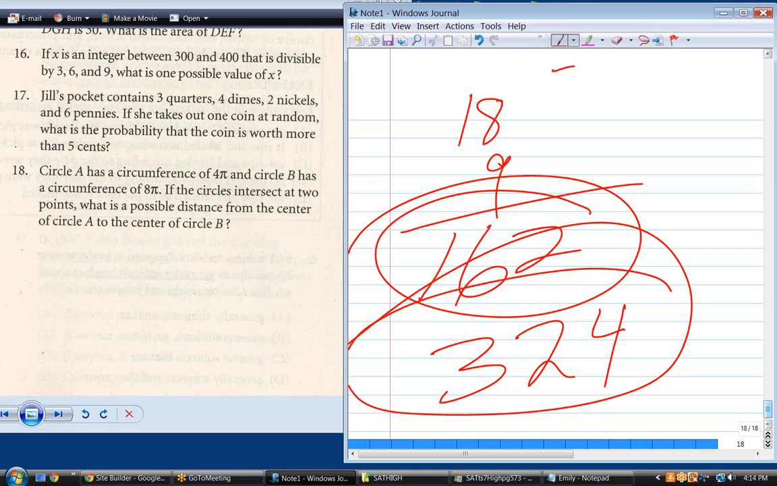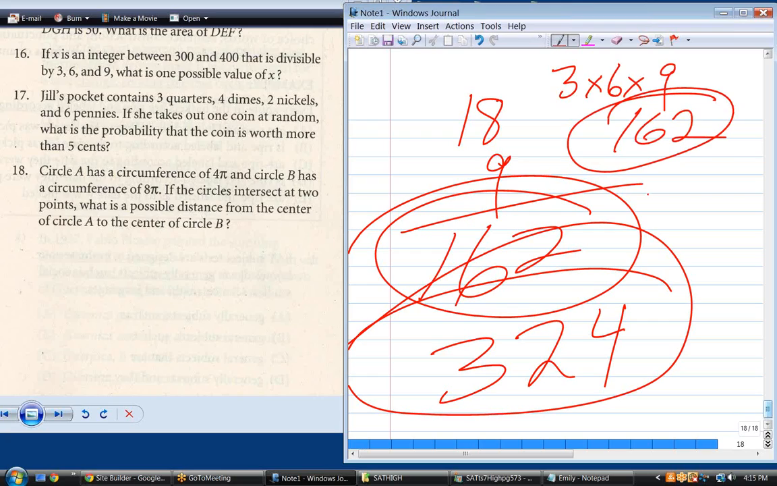Yep. In other words, I multiplied 3 by 6 by 9. That gave me a common denominator of 162. So all multiples of 162 have to also be divisible by 3, 6, and 9.